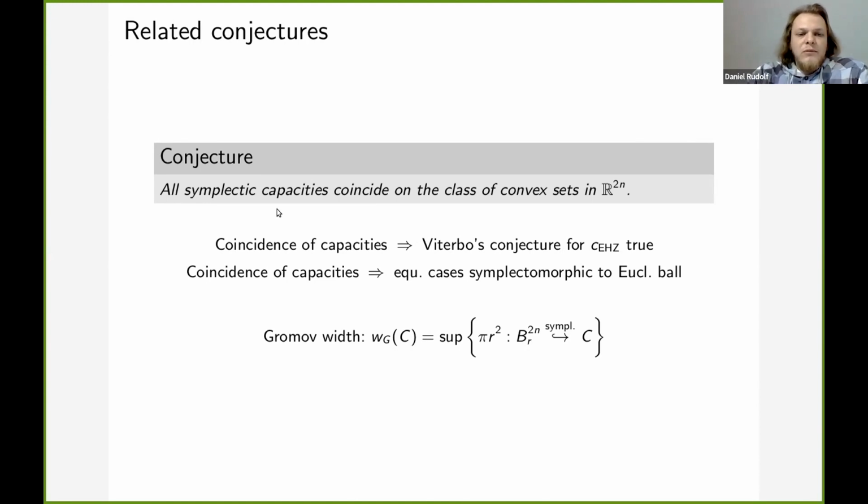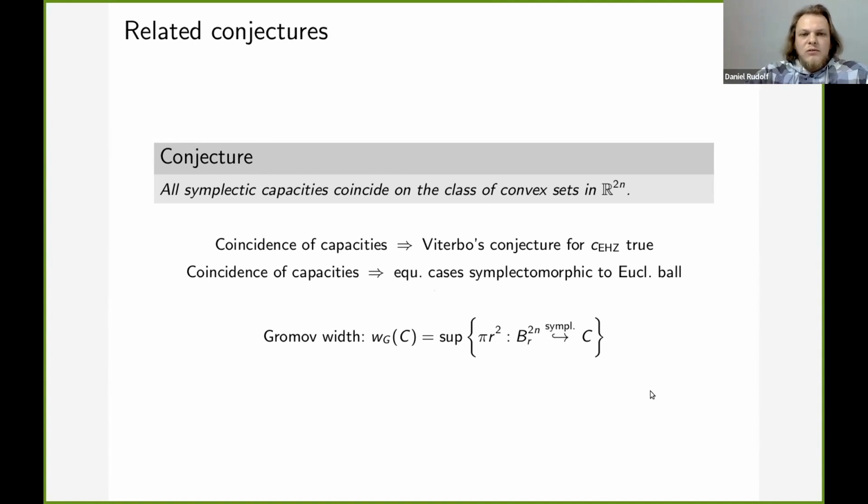Further, this conjecture concerning the coincidence of symplectic capacities would imply that the equality cases are also always symplectomorphic to the Euclidean ball. Because otherwise, if we would have an equality case which is not symplectomorphic to the Euclidean ball, then the Gromov width of this equality case would be less than the EHZ-capacity of this equality case, and this would be a contradiction to the coincidence of capacities.